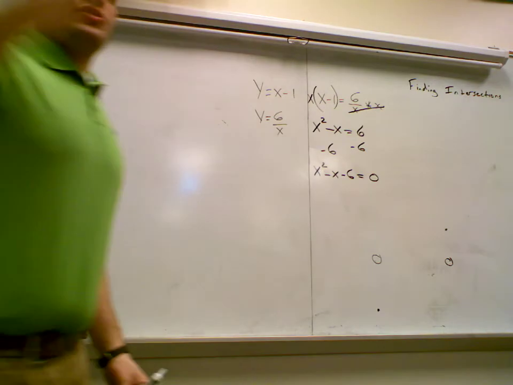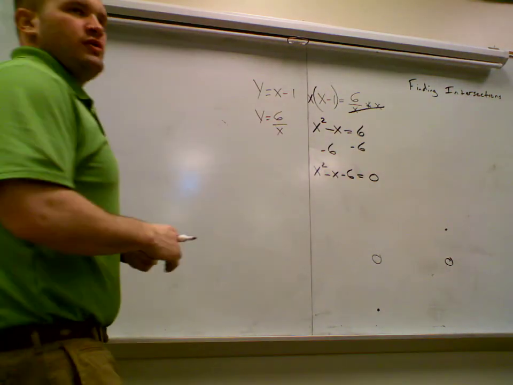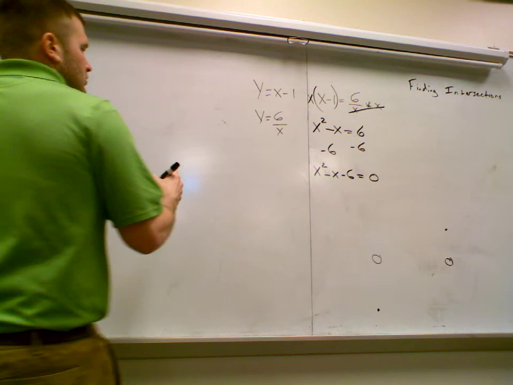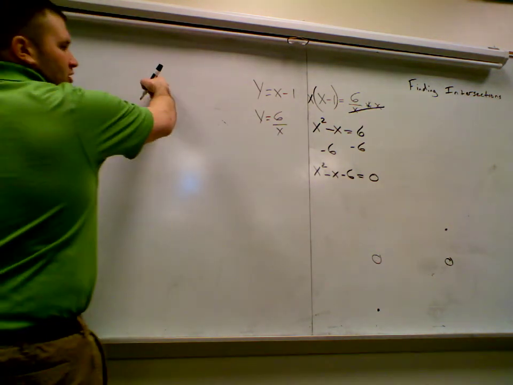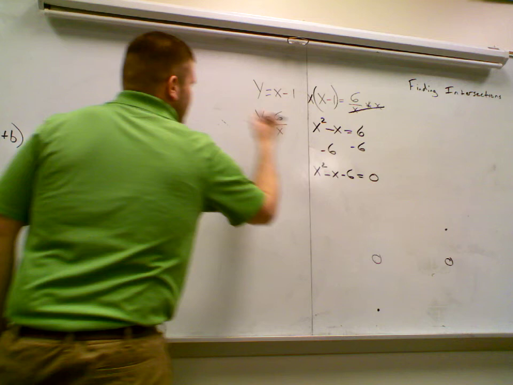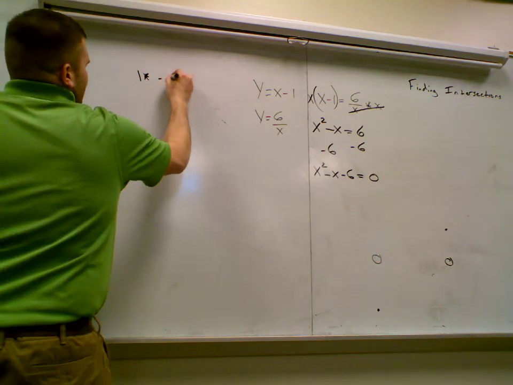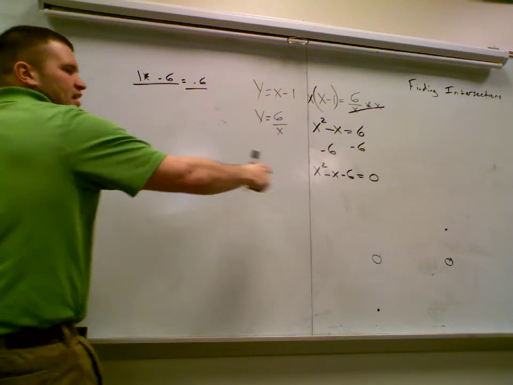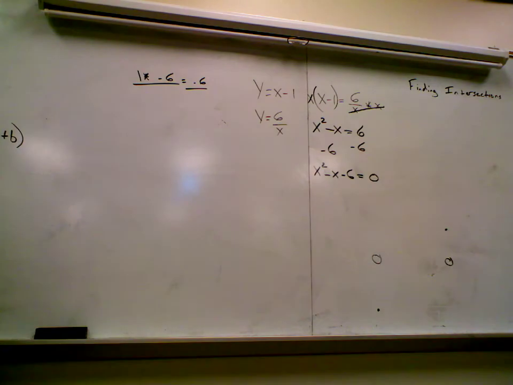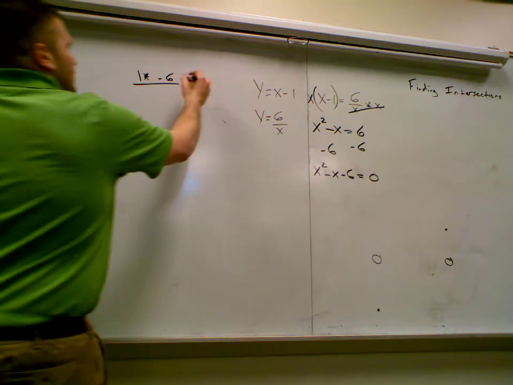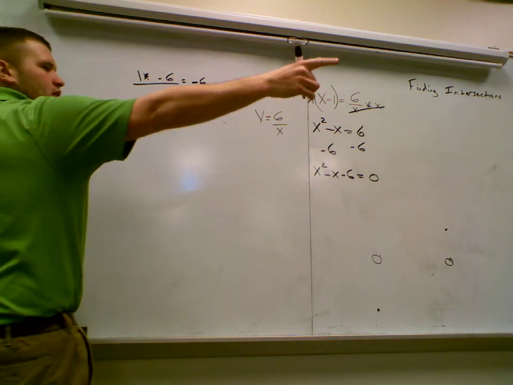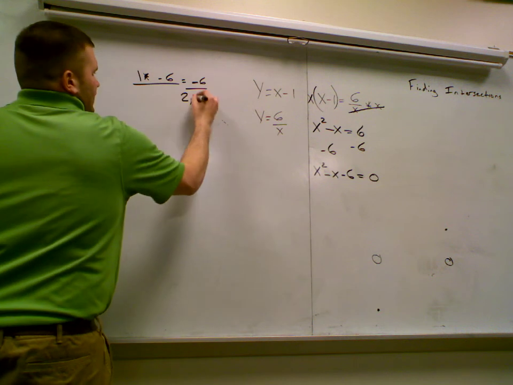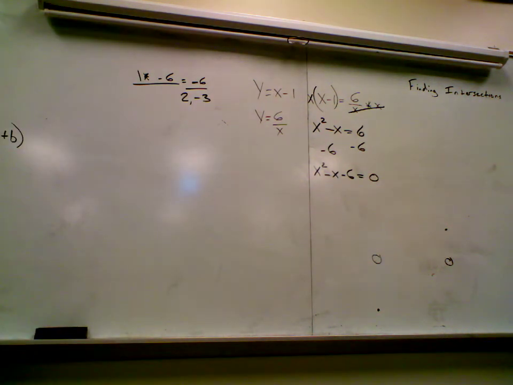We can do the box, right? So to start the box, what do we have to do? I want to draw the box. We do a times c. So 1 times negative 6, what does that equal? Negative 6. Now, the factors of negative 6 that add to negative 1, what are they going to be? 2 and negative 3. Does that make sense, guys? Yeah, we've all done it before, haven't we?